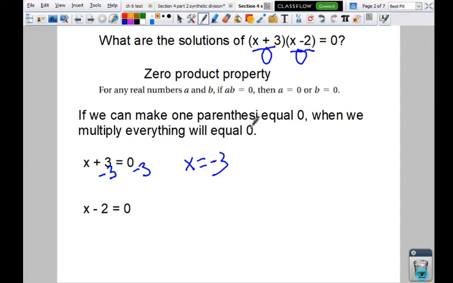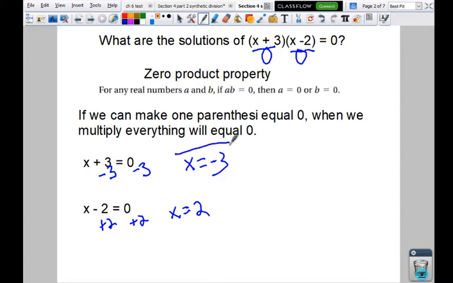And then I'm going to do the same thing, but look at my second parenthesis. I have x minus 2, and I'm going to make that equal 0, and I need to figure out what I can plug in for this x to make the whole thing 0. So we're going to add 2 on both sides. We're just going to solve it for x. Remember, you should do the opposite of it. So x equals 2. Basically, I have 2 solutions.